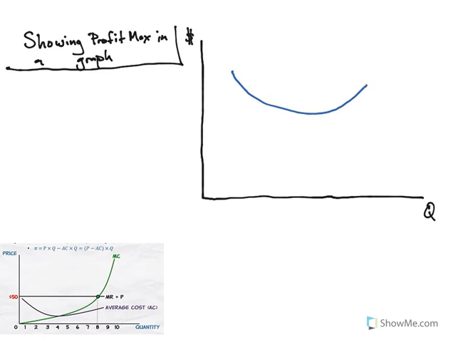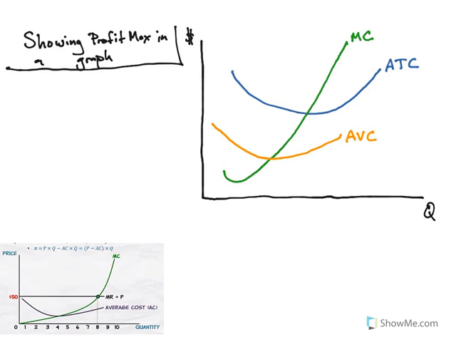So here's our U-shaped average total cost curve. And we'll put a check mark shaped marginal cost curve. And even though it's not included in the Cohen and Tabarrok video, I'm just going to go ahead and include another important curve that we're going to get to later called the average variable cost curve.